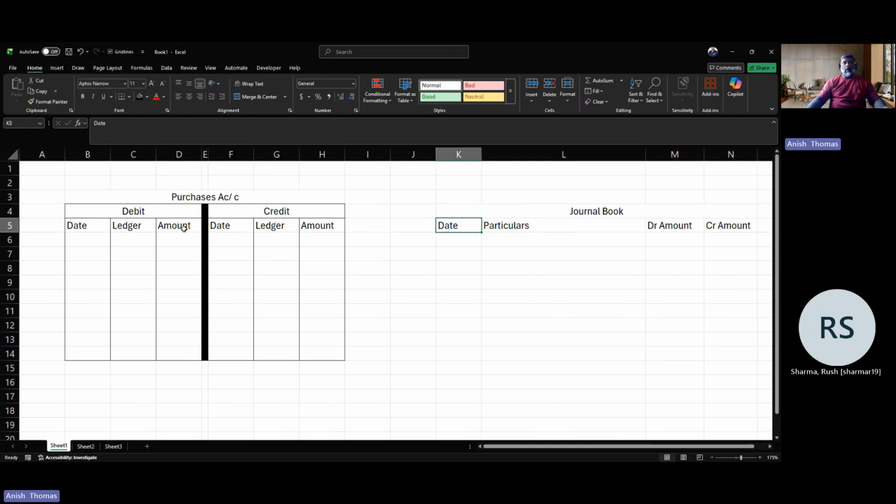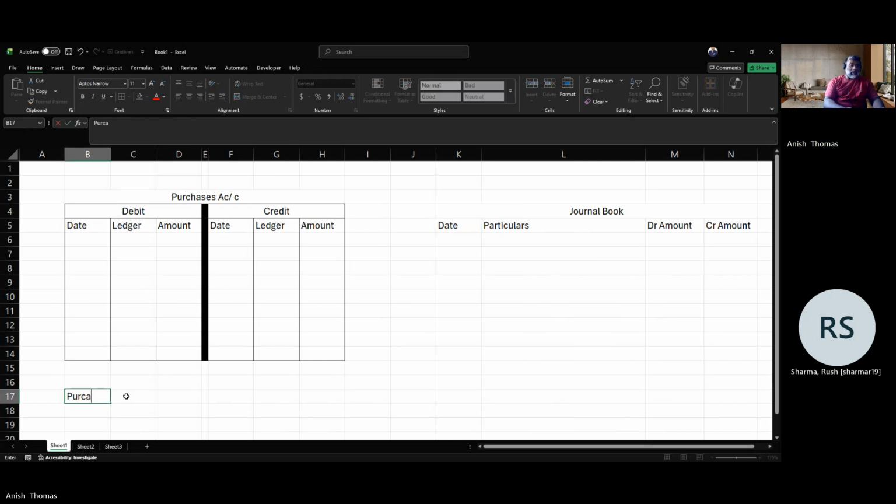Okay, so let us say today is the 6th of March, and I went and purchased goods worth 100,000 rupees from a vendor called A. That is my transaction. So it is a purchase transaction. Purchased goods worth 100,000 from A Limited or A Inc. We use limited here in India.